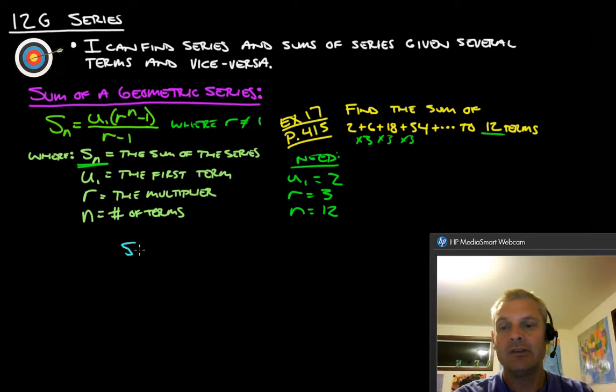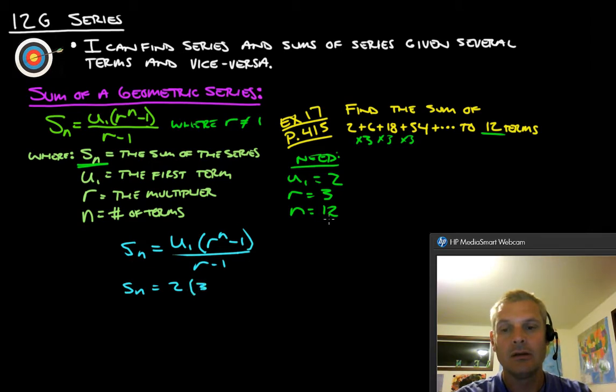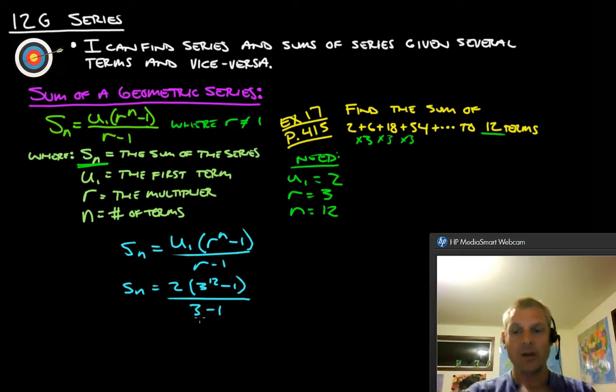All right, so S of n is going to equal, I'm just going to copy it down for good measure, u sub 1 times r to the n minus 1 all over r minus 1. So S of n, u sub 1 is 2, r is 3, n is 12, so 3 to the 12th, minus 1 all over r, which is 3, minus 1. Okay? So S of n equals, let's see, we're just about to finish.